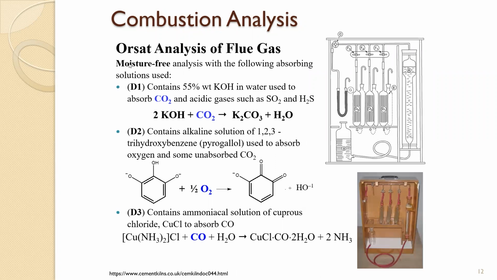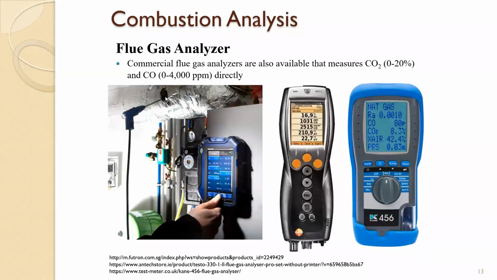So it's otherwise known as moisture-free analysis. And this one, it's basically just stating what the components are of the Orsat analyzer. The D1, the D2, the D3, what do they contain, so that they would react to each of the components to yield different readings. The flue gas analyzers would give you the CO, CO2, the percent excess air, and then the pressure. So those are the flue gas analyzers.